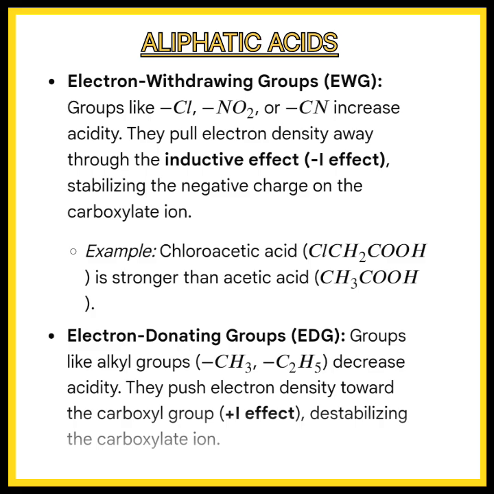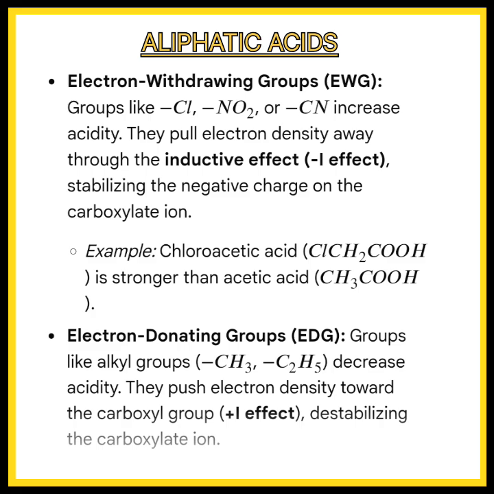And also the negative charge on the carboxylate ion becomes more stable. Just think of electron withdrawing groups like a magnet pulling electrons away. This reduces the burden of negative charge on the ion, making it more stable and increasing acidity. An example of this: chloroacetic acid is stronger and acetic acid is weaker.